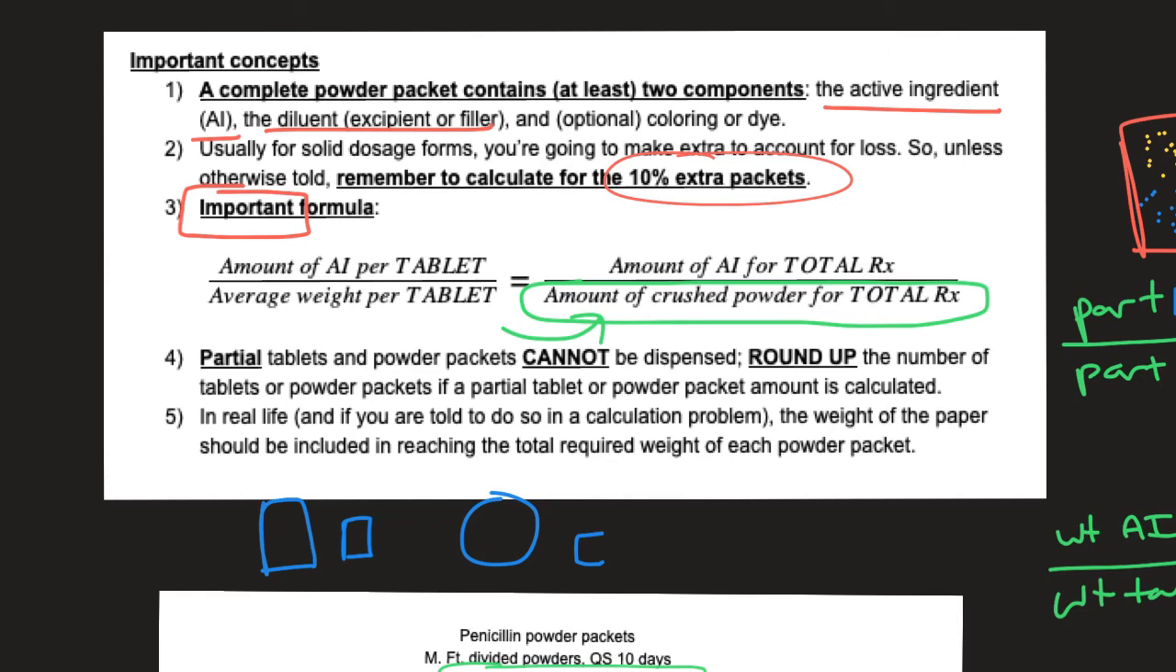And in real life, but we didn't do here in the calculation problems, the weight of the powder packet paper should be included in reaching the total required weight of each powder packet. So account for the paper holding the powder packet together to account for the weight of the whole packet in real life, and if indicated in calculation problems. But we didn't do that here, and usually they're not required in lab.